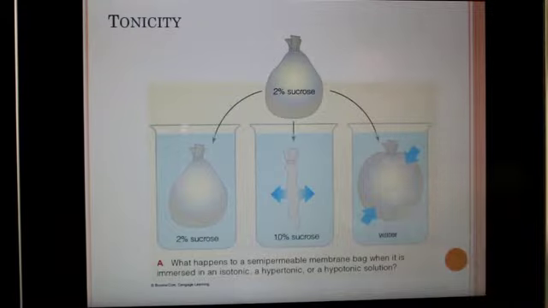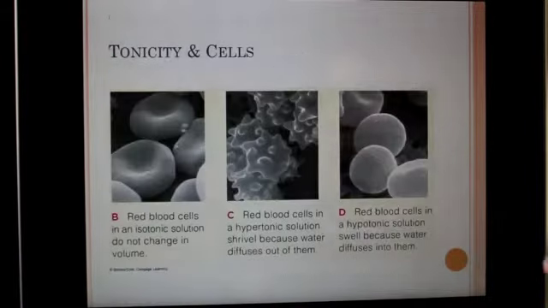In this last example, if you put the 2% solution of sucrose into water, there's no sucrose outside of the bag and there's some inside. So the water is going to go into the bag, trying to even out the concentration gradient. Remember, in this example, the sucrose could not travel through the membrane.